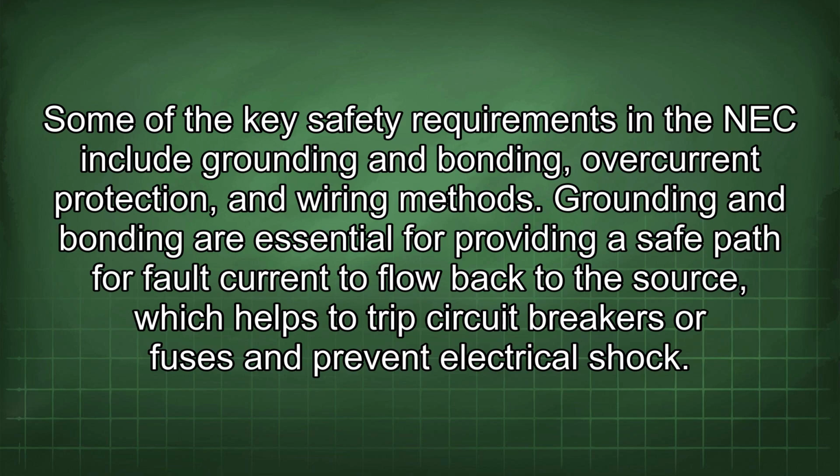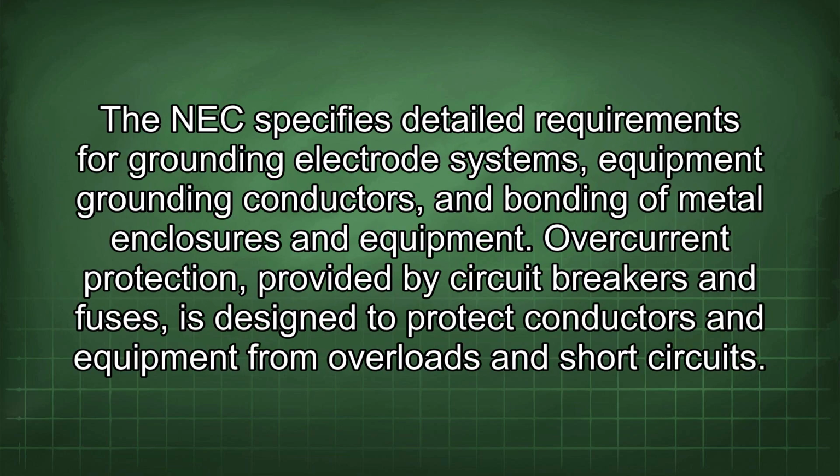Some of the key safety requirements in the NEC include grounding and bonding, overcurrent protection, and wiring methods. Grounding and bonding are essential for providing a safe path for fault current to flow back to the source, which helps to trip circuit breakers or fuses and prevent electrical shock. The NEC specifies detailed requirements for grounding electrode systems, equipment grounding conductors, and bonding of metal enclosures and equipment.